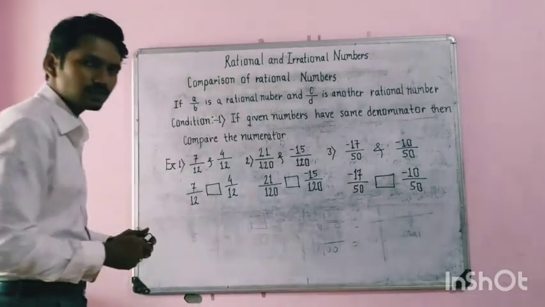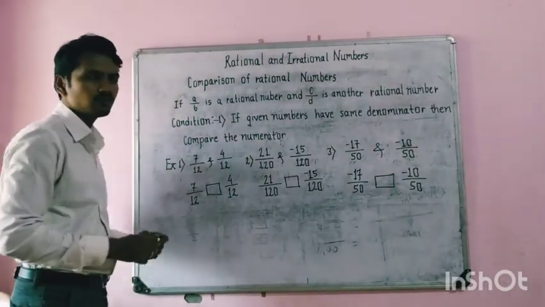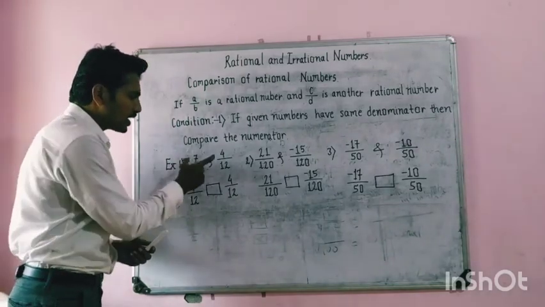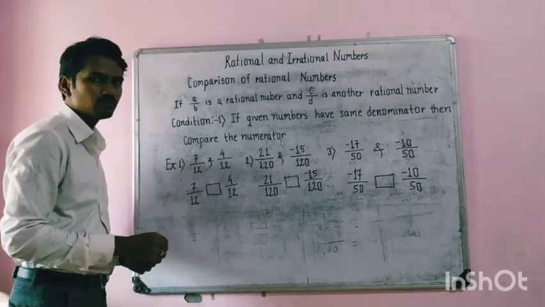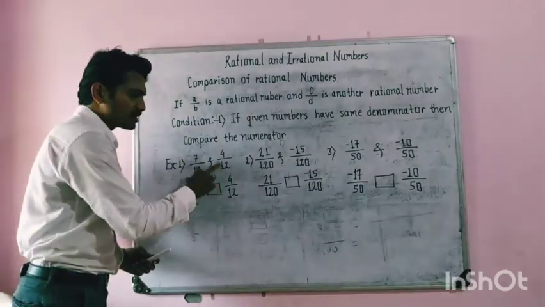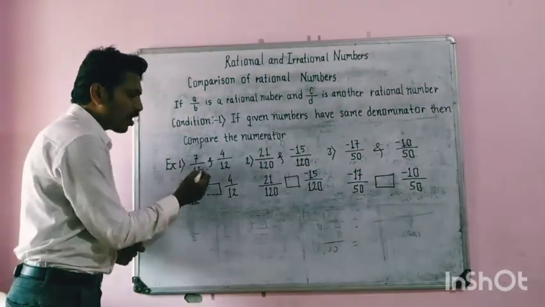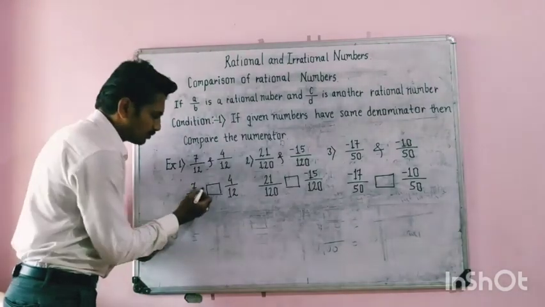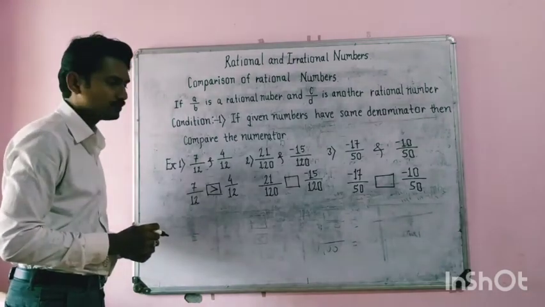Example number one, 7 by 12 and 4 by 12. Who will be the greater? Let's compare these numerators, 7 and 4, because their denominators are the same. So who is the greater, 7 or 4? Obviously 7 is greater. So we can write this sign here.